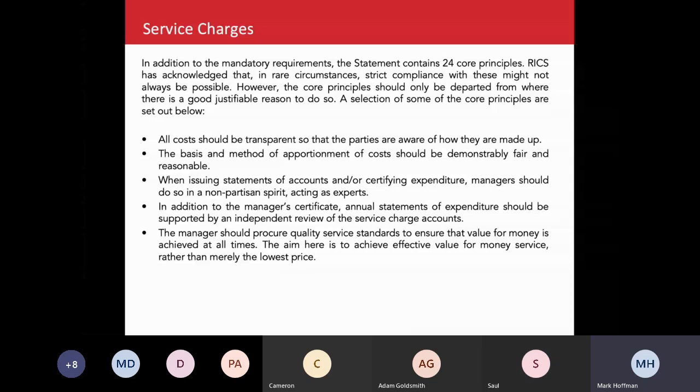You are expected to select based on the value for money. So, for example, if one was offering cleaning 7 days a week, versus 4 days a week, then obviously there's going to be more money. But proportionally, on a day-by-day basis, it might be better value for money. Okay, so that deals with service charges.